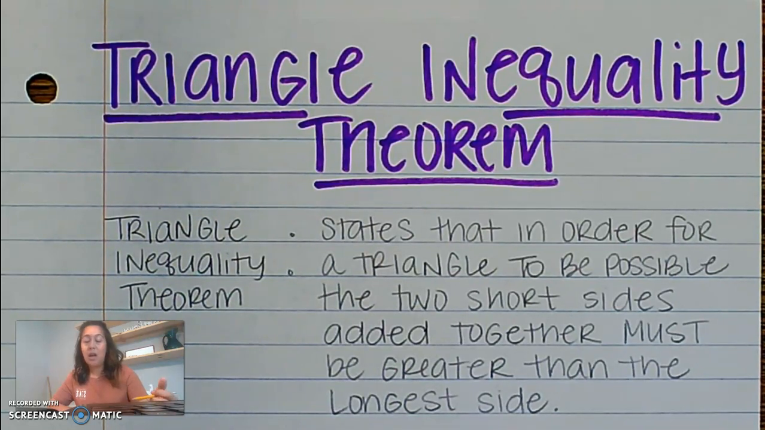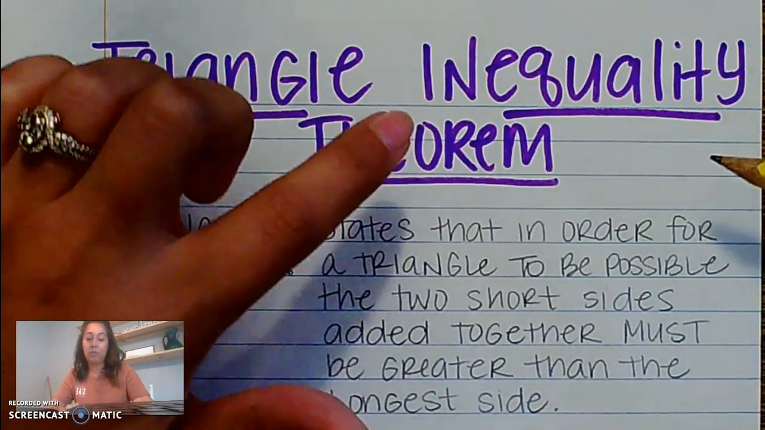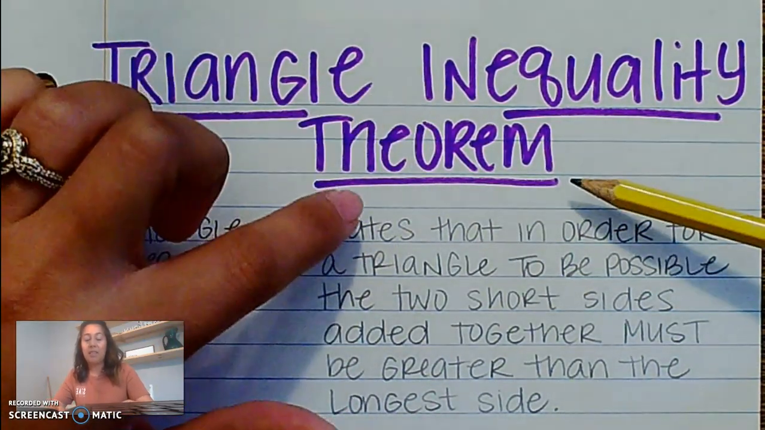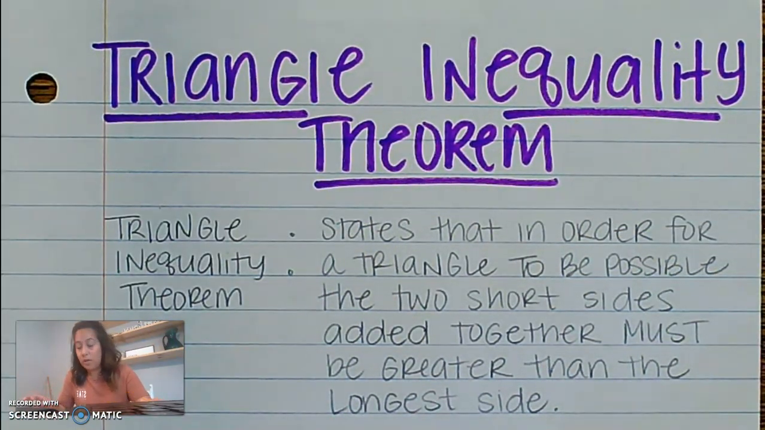So this is a video that's going to be talking about the Triangle Inequality Theorem. Okay, it tells us two things already. We're going to be dealing with triangles and we're going to be dealing with inequalities. And theorem is just a fancy word for rule. Okay, so just like in school, we follow rules. This is kind of the same thing. So this theorem states that in order for a triangle to be possible, the two short sides added together must be greater than the longest side.